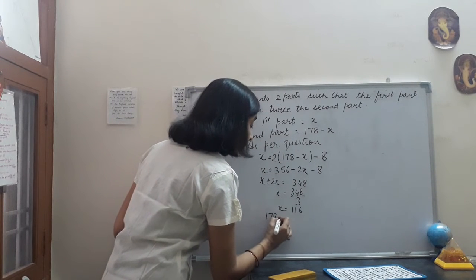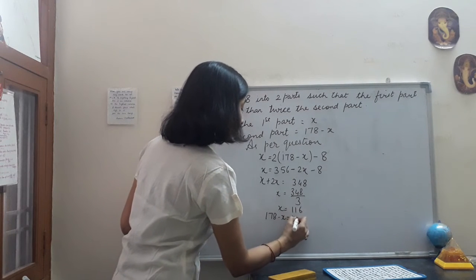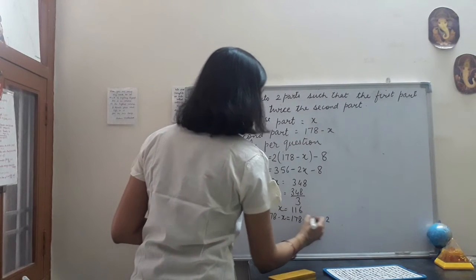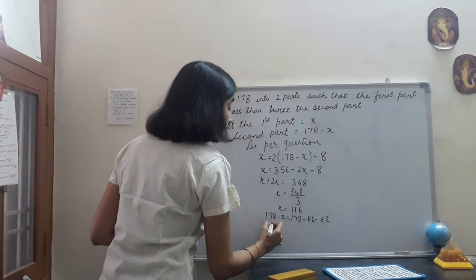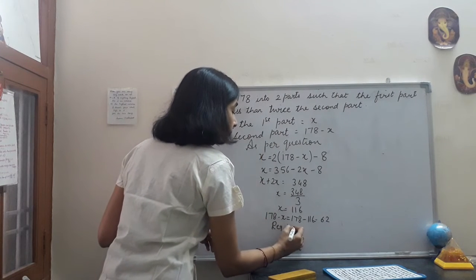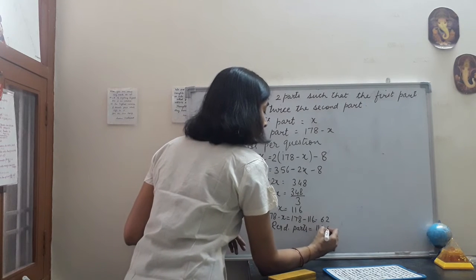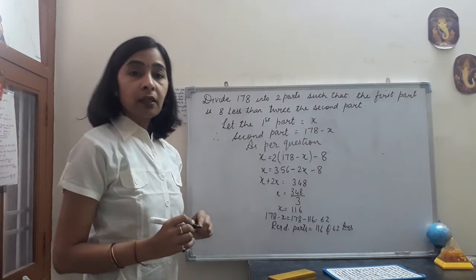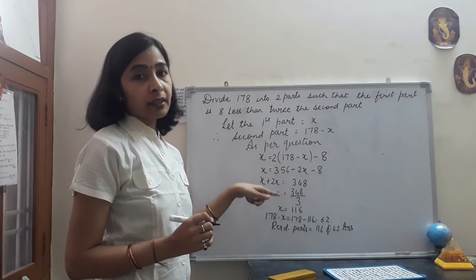So 178 minus x will be equal to 178 minus 116. That gives us 8 minus 6 is 2 and 7 minus 1 is 6, 62. So the required parts, 2 parts we are asked, so the required parts are equal to 116 and 62. That is our answer. Now this was a bit complicated one. Let us come to the next question now.